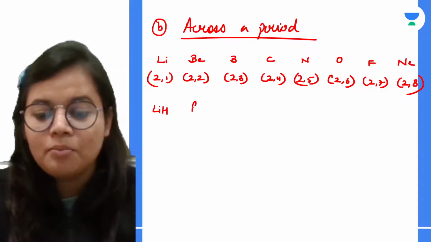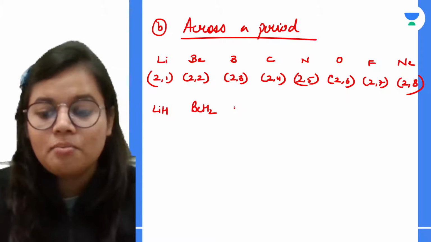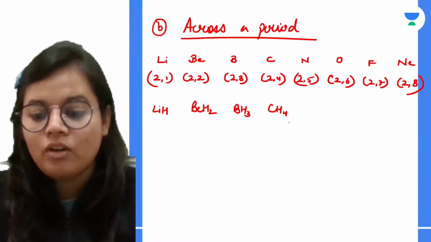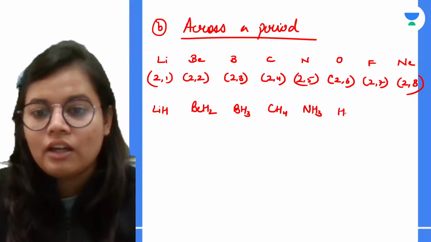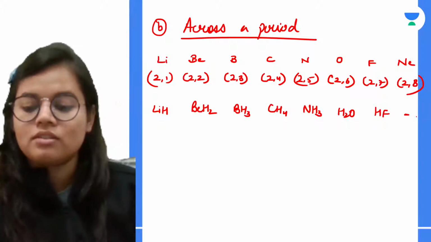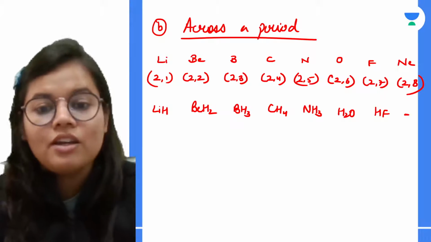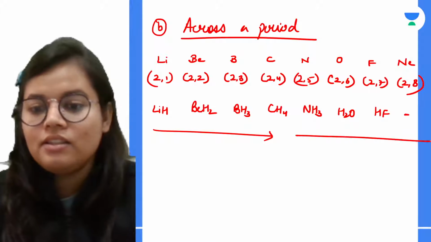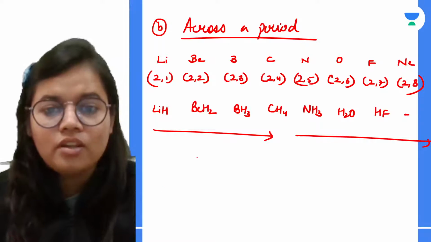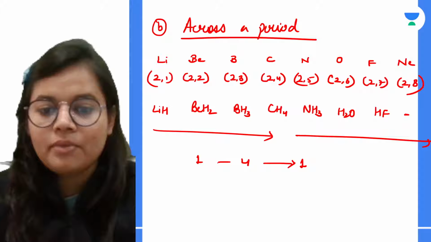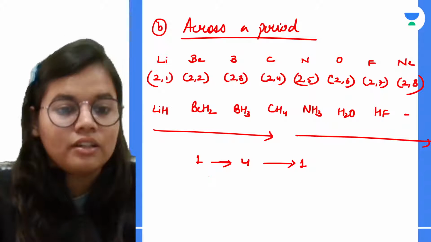LiH, then BeH2, then BH3. That means it has donated. Then CH4 with covalent bond. Here NH3 has taken the electrons. H2O, HF, and neon doesn't even form a hydride because of its stable configuration. Okay, so what is happening? First it is increasing, then it is decreasing. Okay, so 1 to 4 and 4 to 1. This is what happens in the valency across a period.